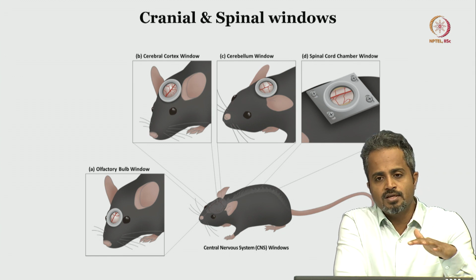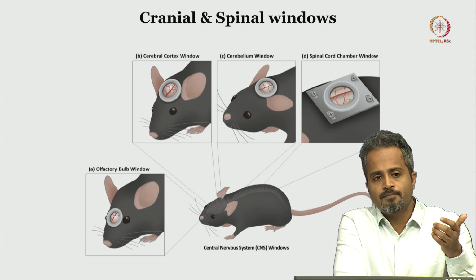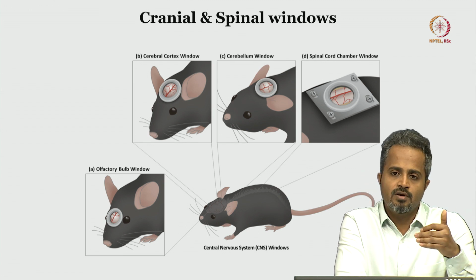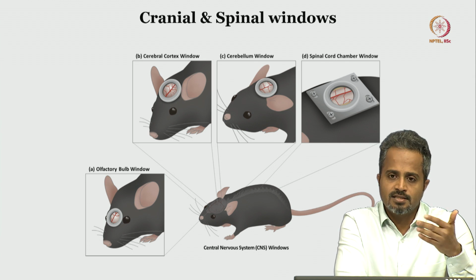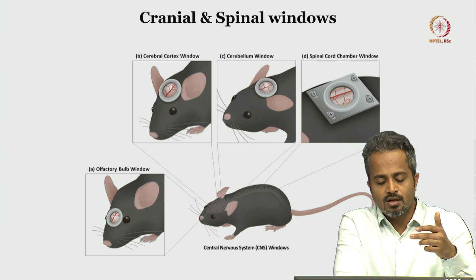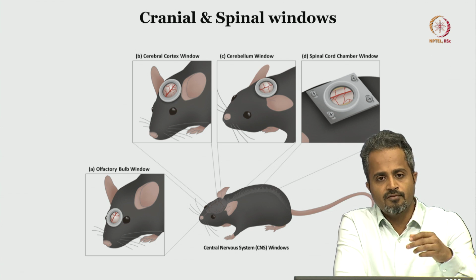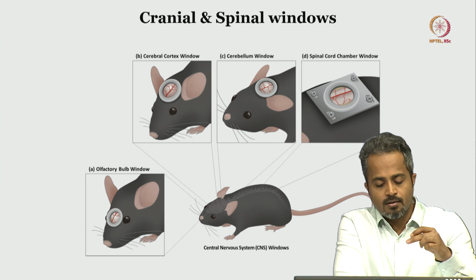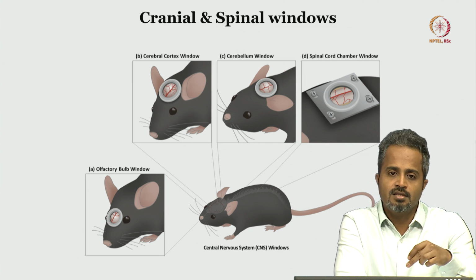That's the beauty of 2-photon microscopy, where you can actually see the neurons in action, where the fluorescence lights up with the action potential. In order to see that, you will use 2-photon microscopy, and for the microscopy to see through the different layers, you need to have the brain exposed and maintained.